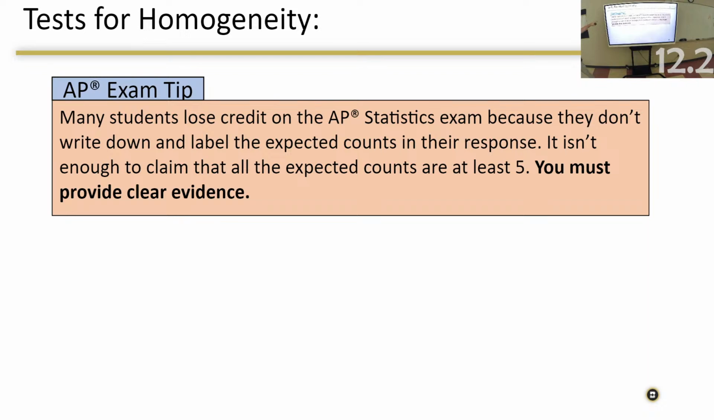Many students lose credit because they don't write down and label the expected counts. It isn't enough to claim that all expected counts are greater than 5. You must provide clear evidence. That will knock you down from E's to P's. If you have already a knock, it's going to knock you from P's to I's.